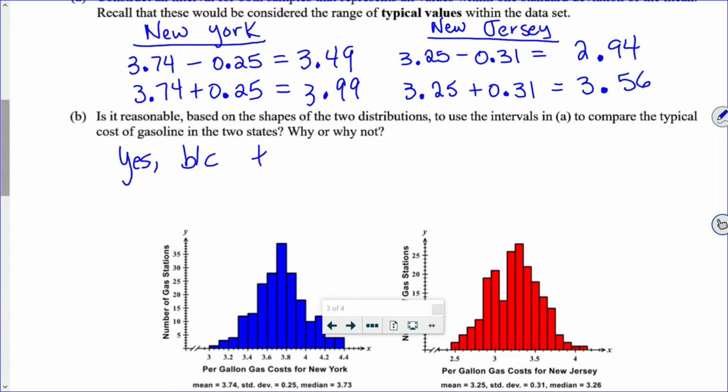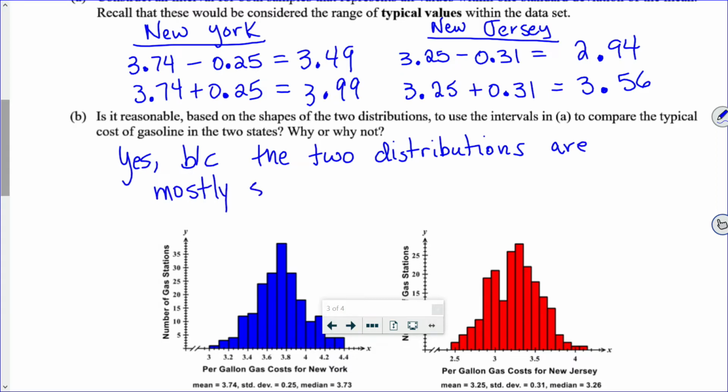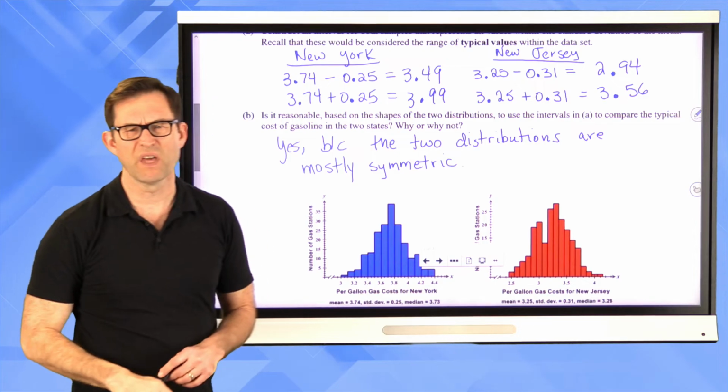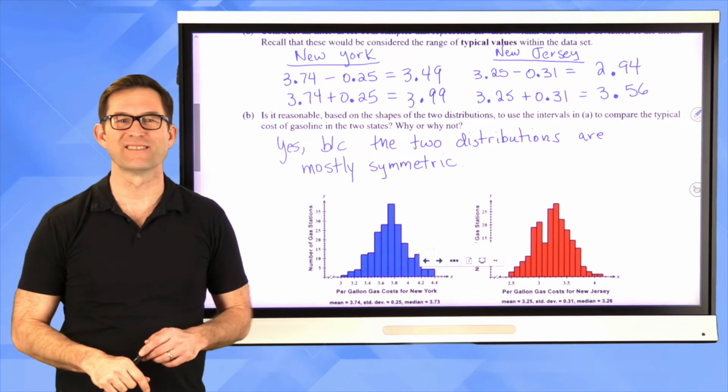because the two distributions are mostly symmetric. Mostly. Yeah, maybe not completely, but mostly symmetric.